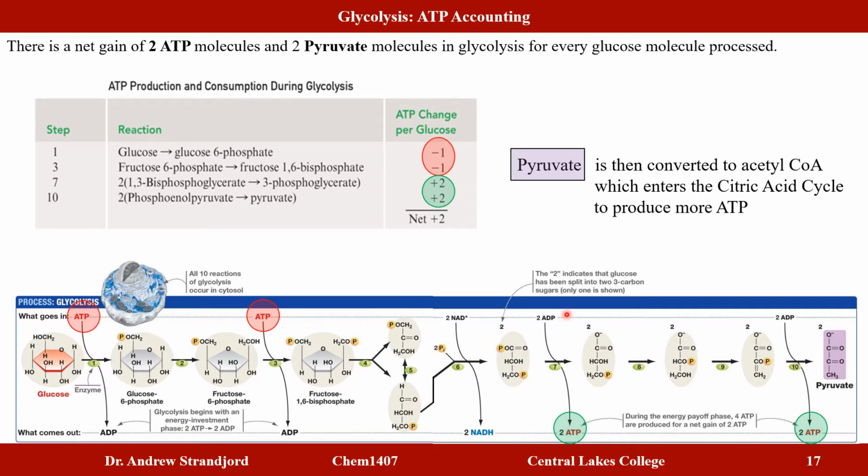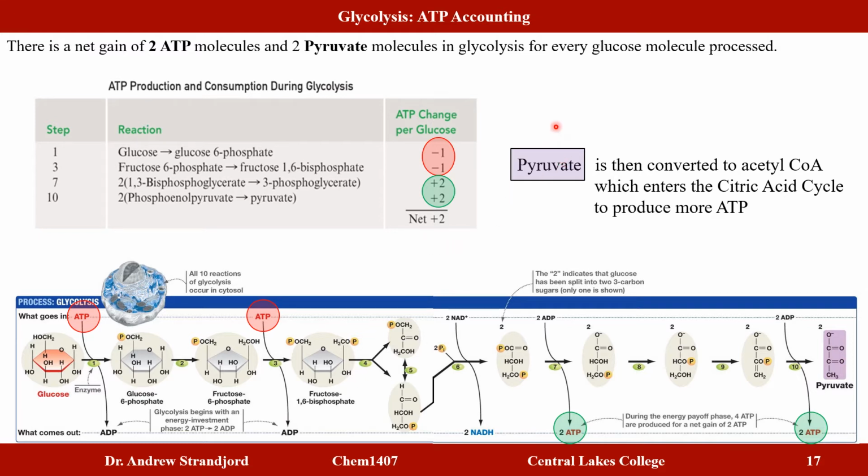I can then take two ADP molecules. I can phosphorylate those to form two ATPs in step 7. And also in step 10, I take two ADP molecules through a phosphorylation process to form two ATP molecules. Doing the mathematics, I have a net gain of plus 2 ATP molecules.